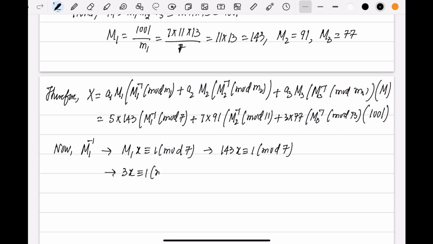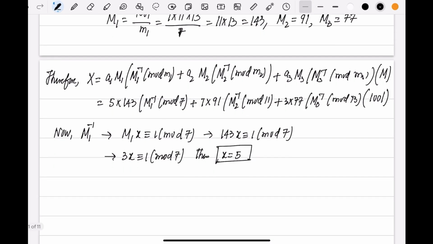So this becomes 3x congruent to 1 modulo 7. Now in Z7 we have to check which of the numbers satisfy this. So x is clearly equal to 5 because 3 into 5 is 15 and 15 minus 1 is 14, and 14 is a multiple of 7. So m1 inverse is therefore 5.